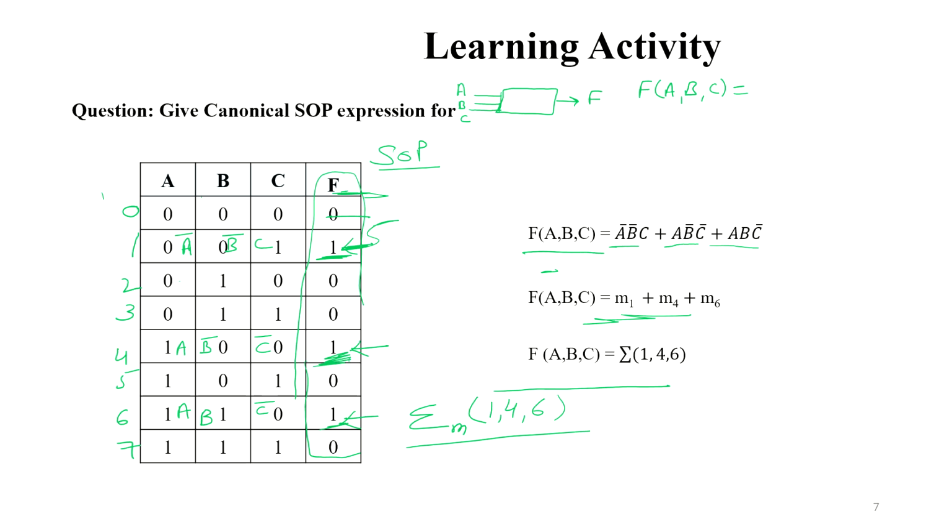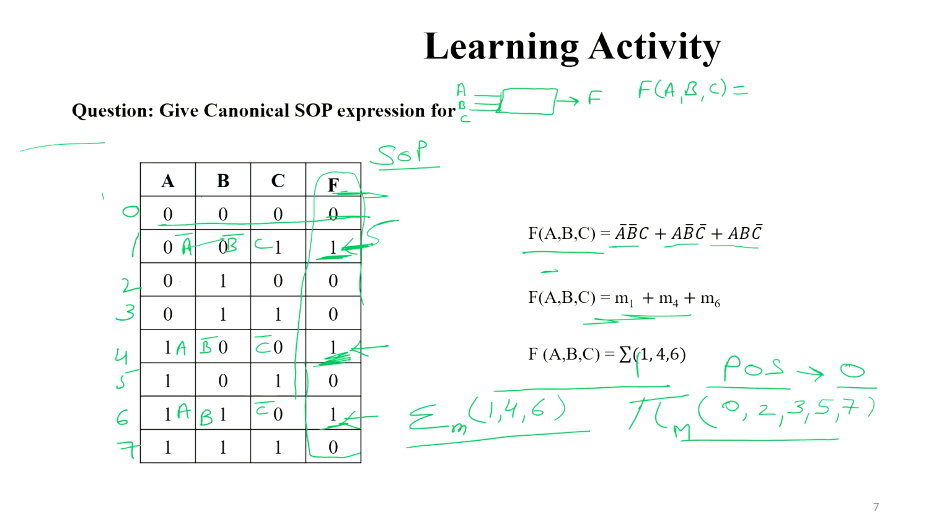So how will you write maxterms? If you want to write POS, you have to see where you have zeros. You will write pi, capital M. These are the maxterms. So where are the zeros? Zeros are at 0, 2, 3, 5 and 7 places.